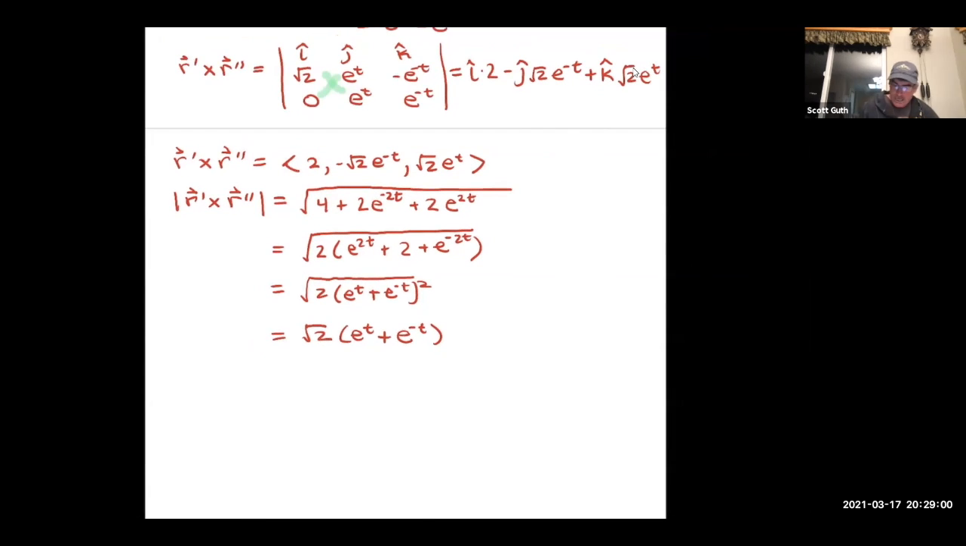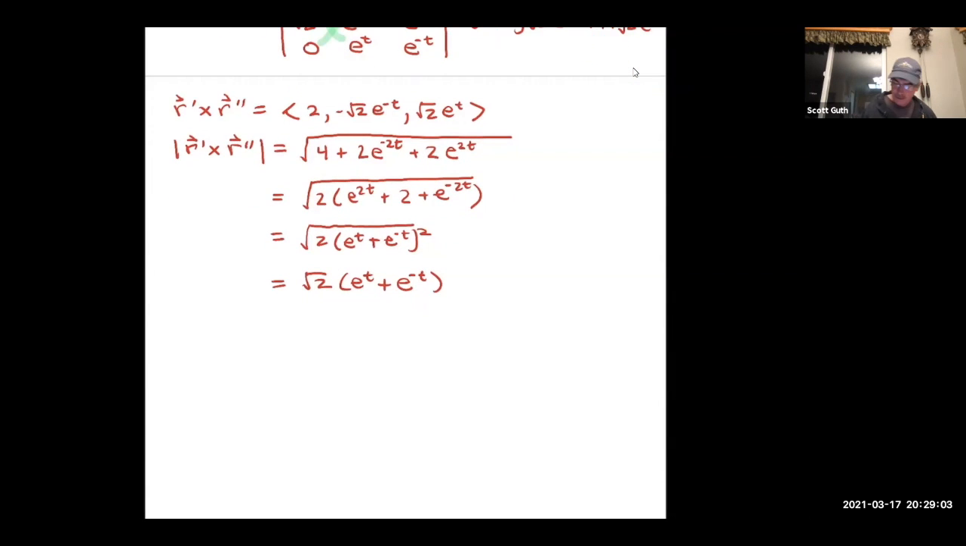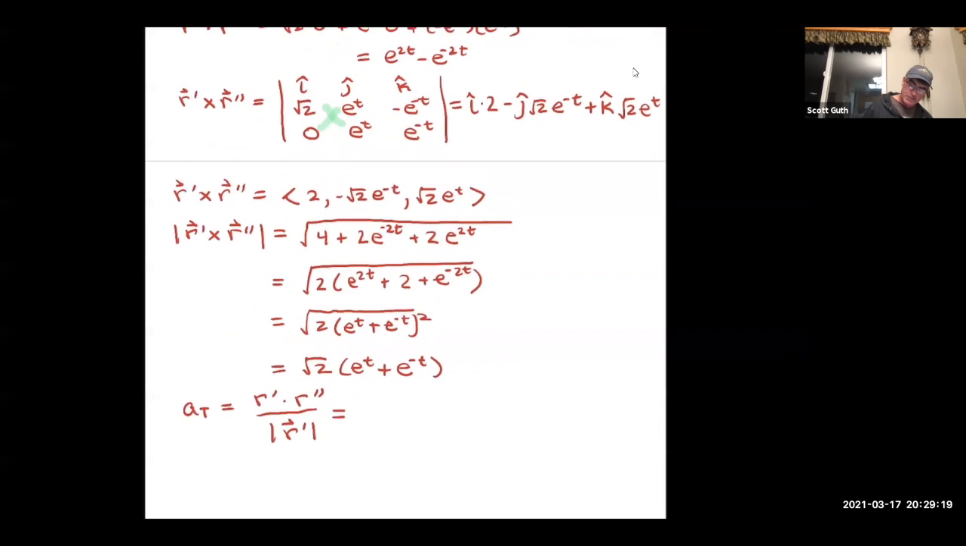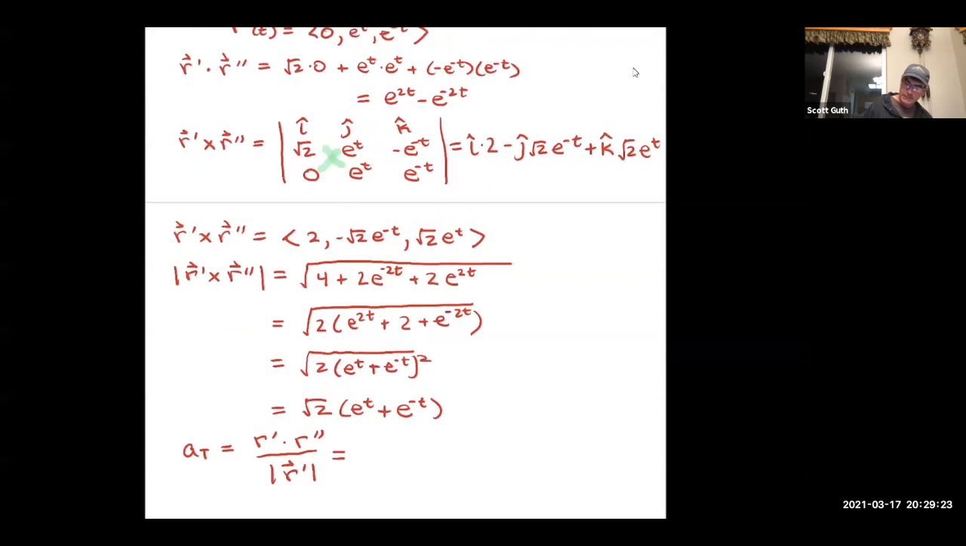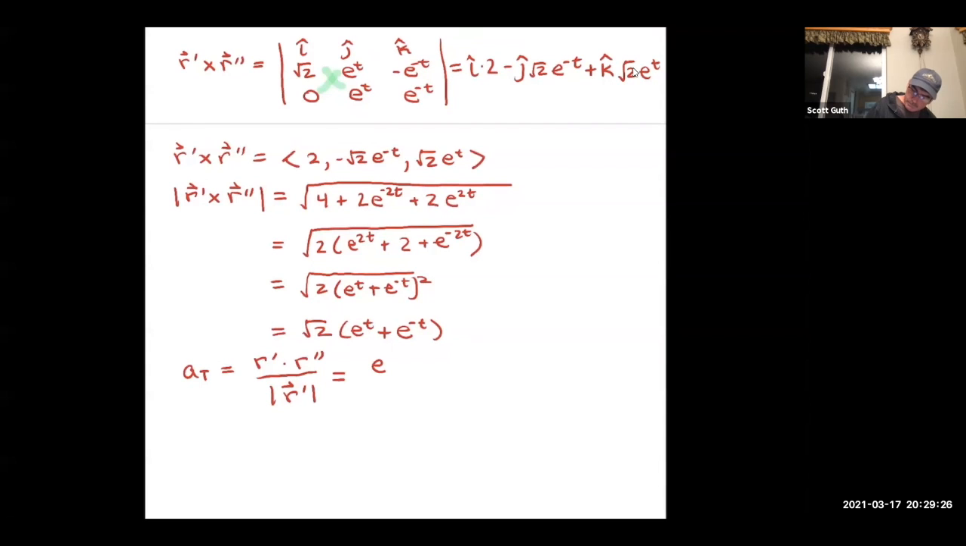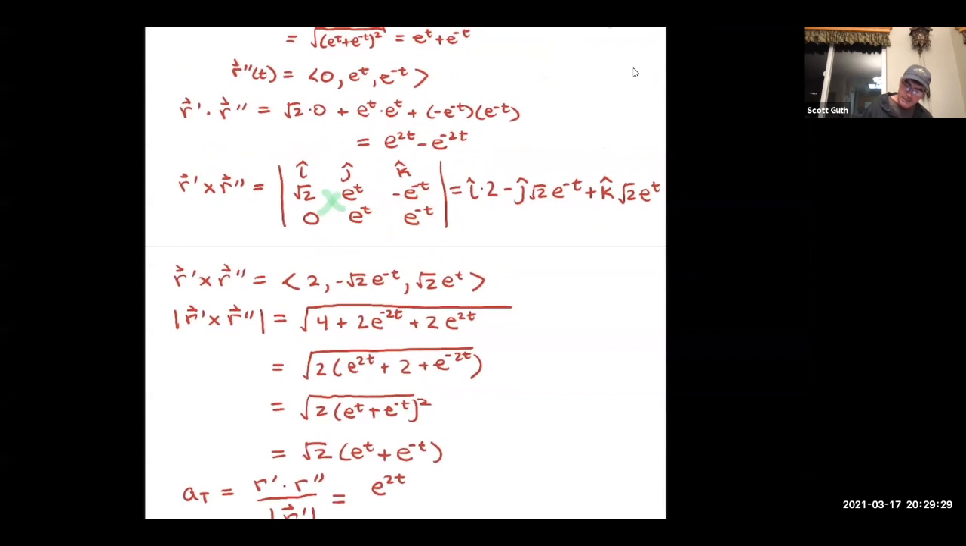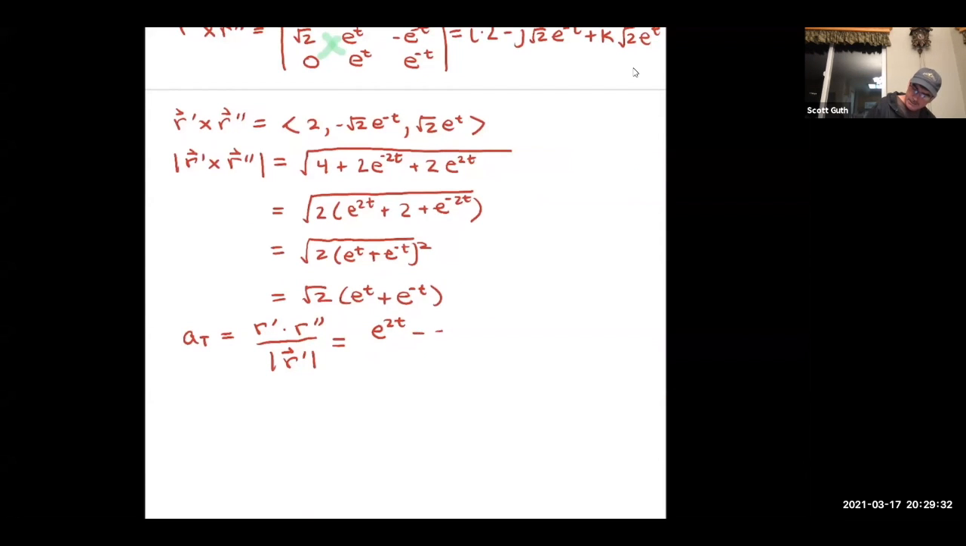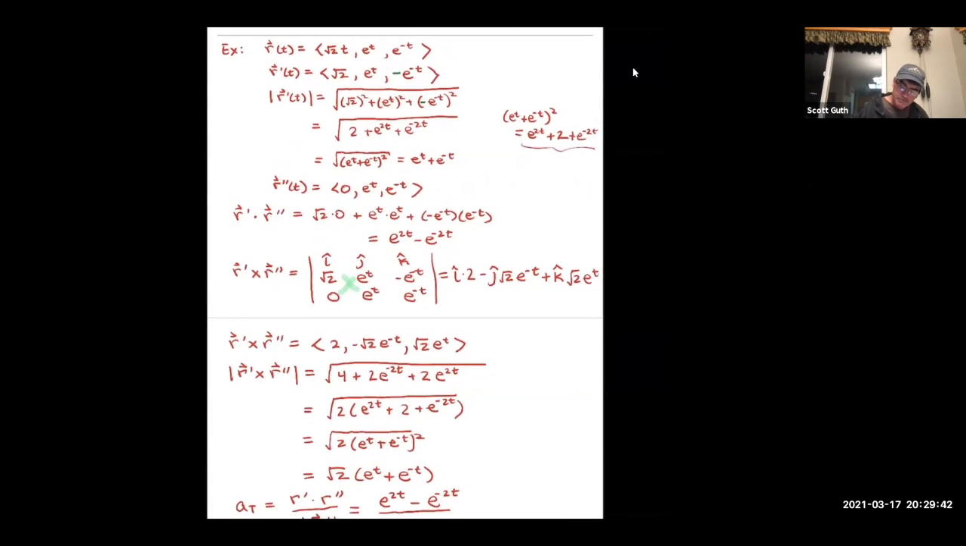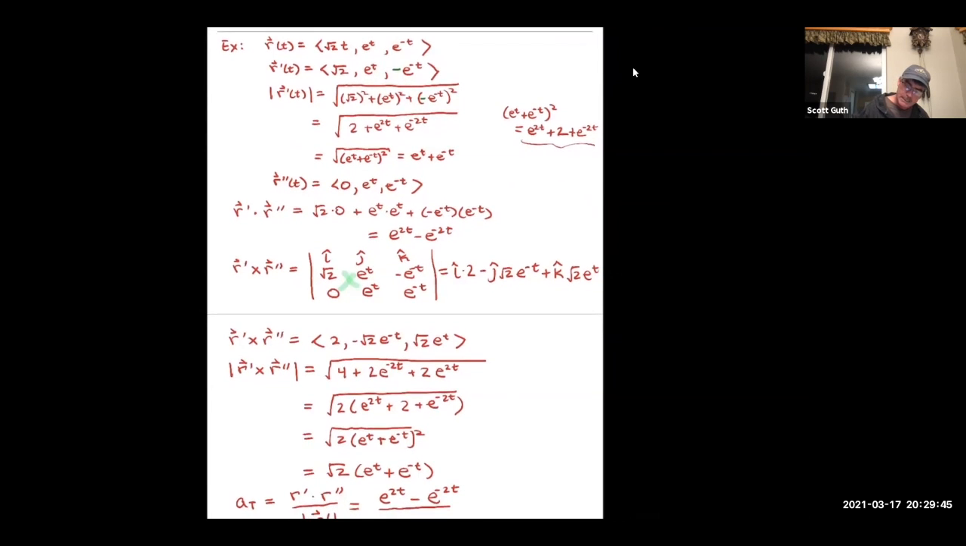Okay. Now let's just wrap up with the very last bit here and say a_T is r prime dot r double prime over the magnitude of r prime. Okay. So r prime dot r double prime was e to the 2t minus e to the negative 2t. Sorry, my bad, that's what I should have said. Over the magnitude of r prime, which is e to the t plus e to the negative t.